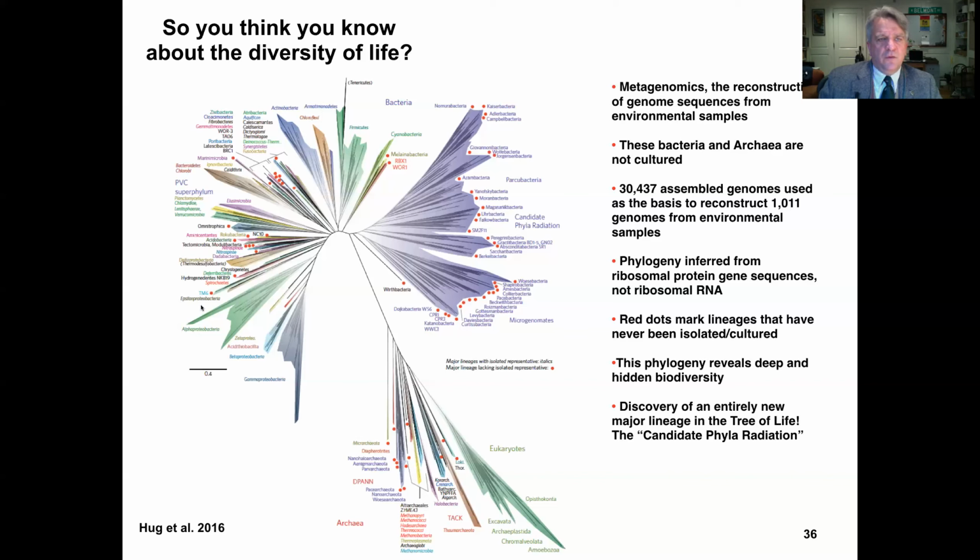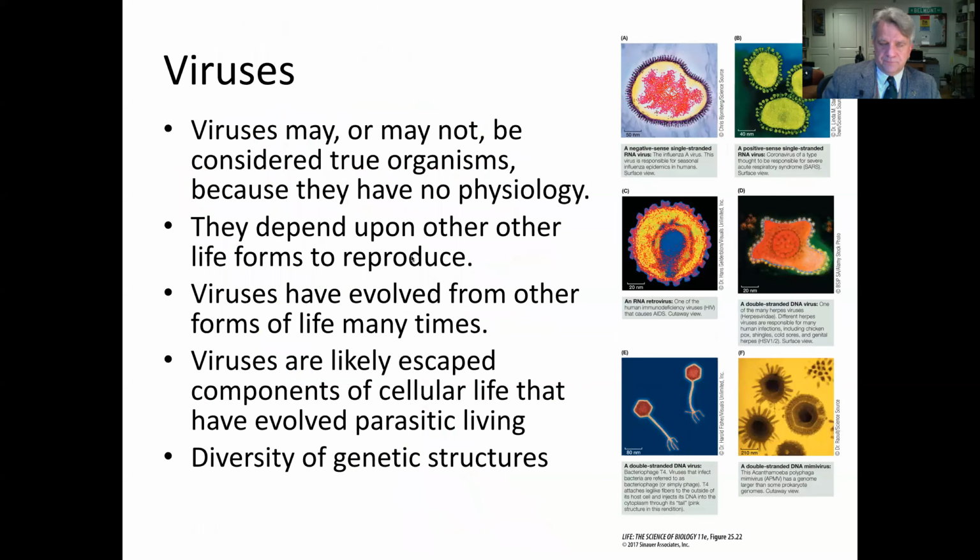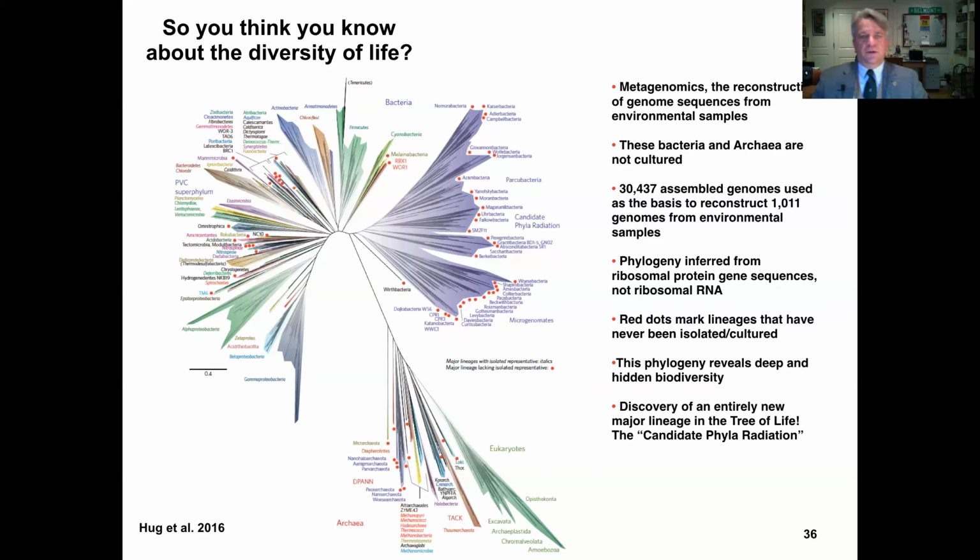Now, one really incredible result from this study was a whole major group called the candidate phyla radiation that was discovered in this study in 2016. So here we have eukaryotes, here we have archaea, here we have bacteria. What is this group? Your guess is as good as mine at this point.